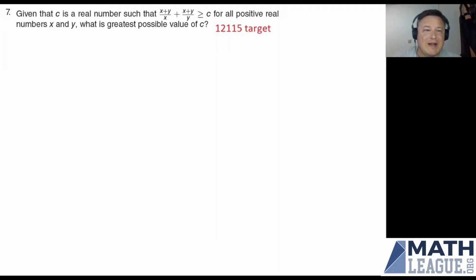Today we're going to be looking at problem number 7 from target round 12115. Now this is the middle school test that was given out in January and February of 2021. Let's take a look at what the problem says.